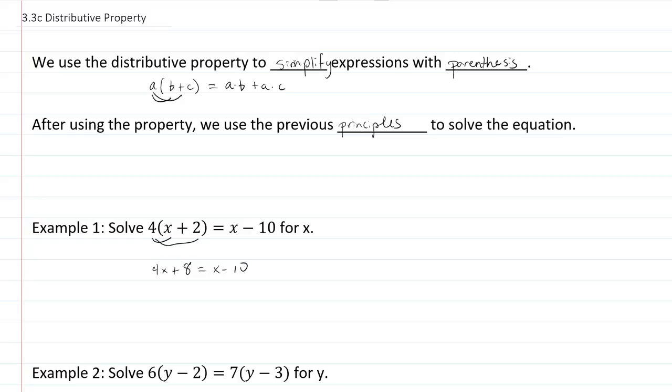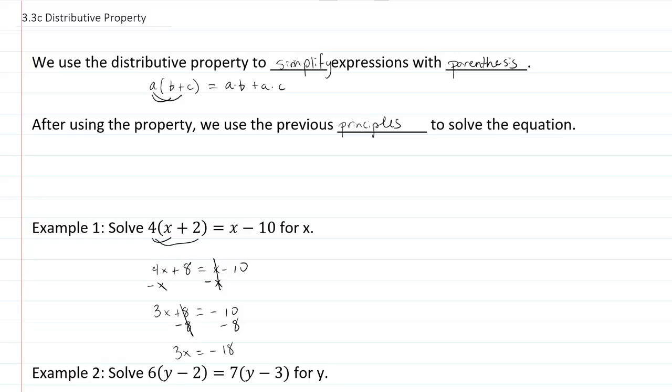Now we get all of the variables onto one side. And we do this by subtracting the x from this side using the subtraction principle. These x's cancel, and this becomes 3x plus 8 equals negative 10. So now we want to get all of the x's by themselves, so we subtract the 8 from both sides, canceling this 8. So we end up with 3x equals negative 18.